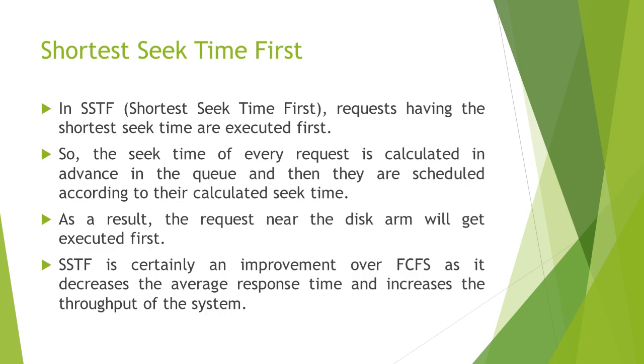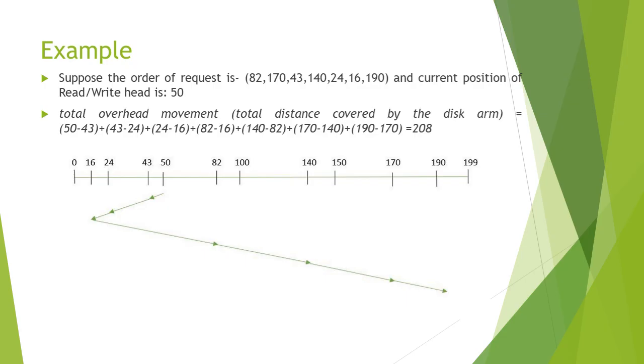The next one is shortest seek time first. As the word says, whichever request is shortest in seek distance will be served. In the same example, it starts from 50. From 50, it checks whether 43 or 82 is closer, and 43 is the shortest when compared with 82. So it goes to 43, and from 43 it goes to 24, because from 43, 82 is far but 24 is near.